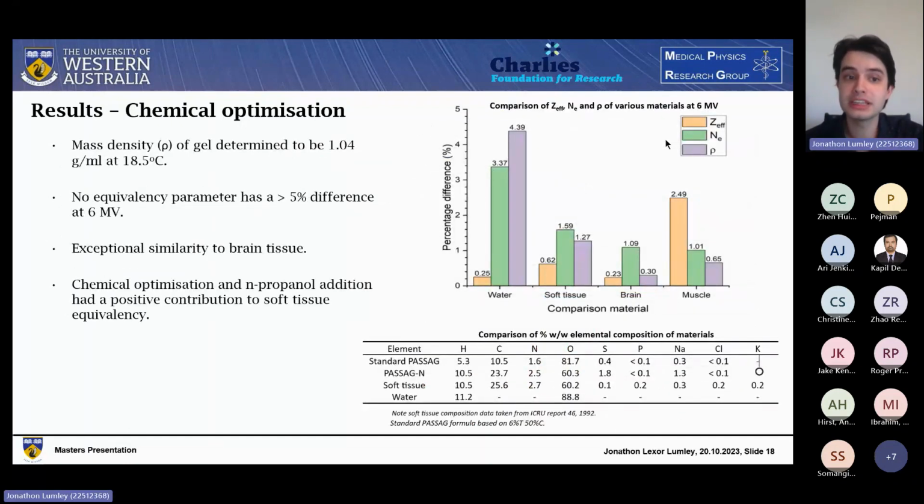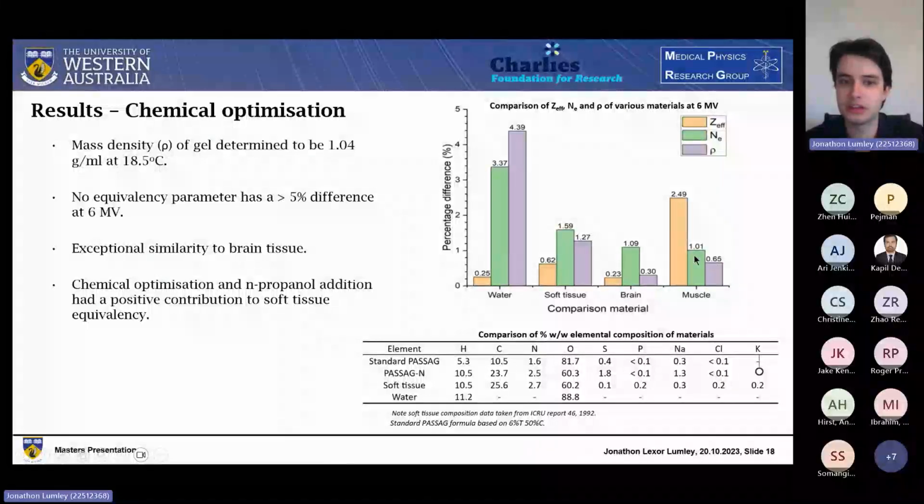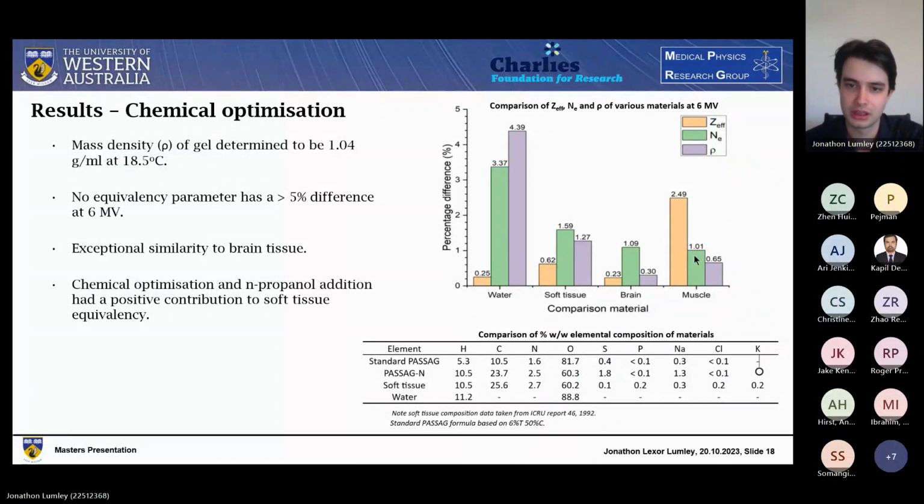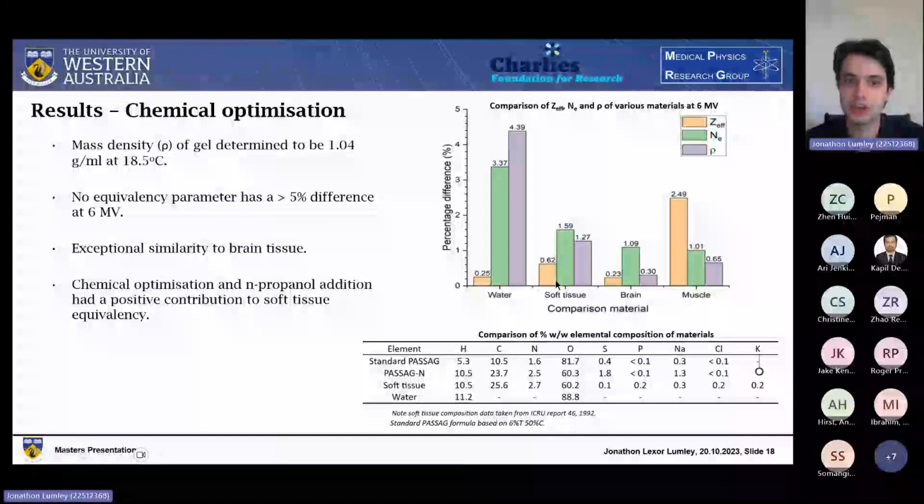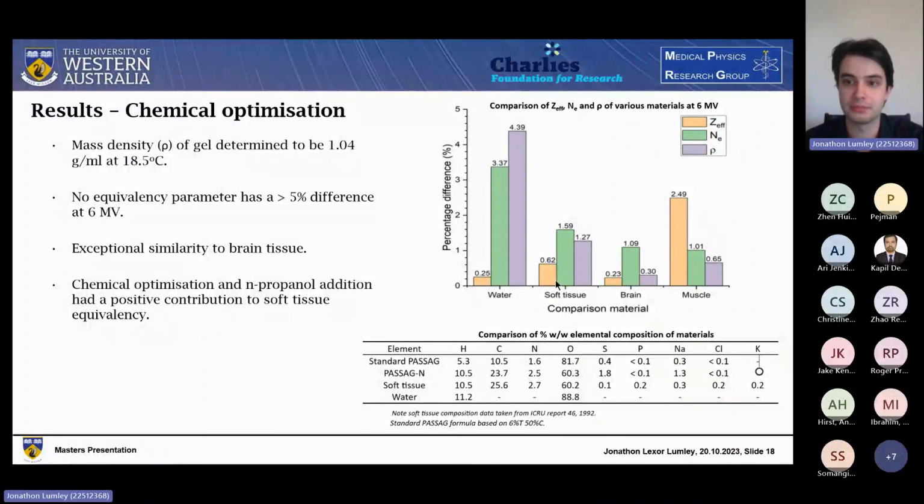In terms of tissue equivalency tests, the mass density of our gel was determined to be approximately 1.04 grams per milliliter. And it was observed in this figure over here in the top right that no equivalency parameter was more than 5% different at 6 MV. So this suggests that our gel was still equivalent to water, soft tissue, brain, and muscle. It is noted that there's an exceptional similarity between brain and our passage N formula, which suggests that it would provide a very good dosimetric accuracy when being used for SRS PSQA.